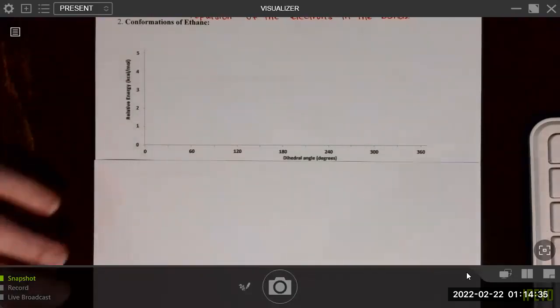So the numbers that you get from the book in kilojoules, you'll just need to convert to kilocalories so that you can match the graph. There isn't a whole lot of space in this graph.